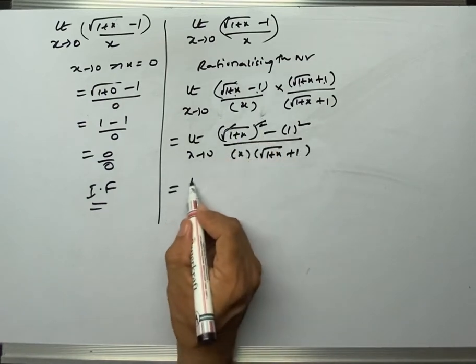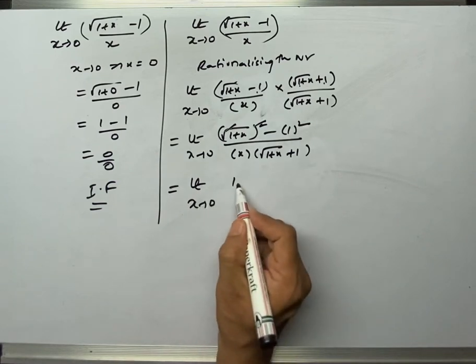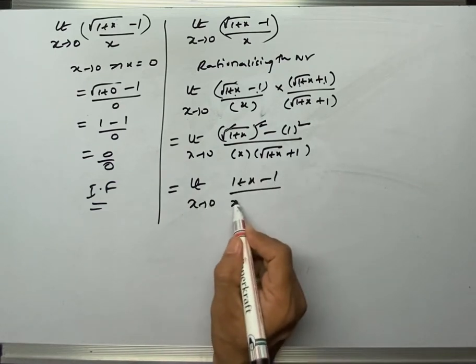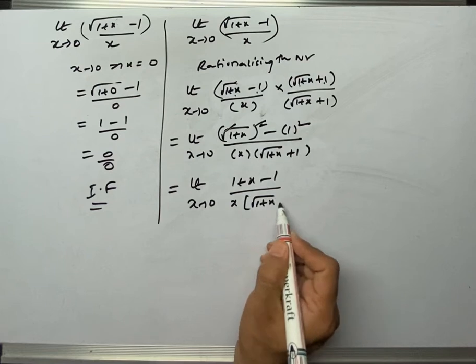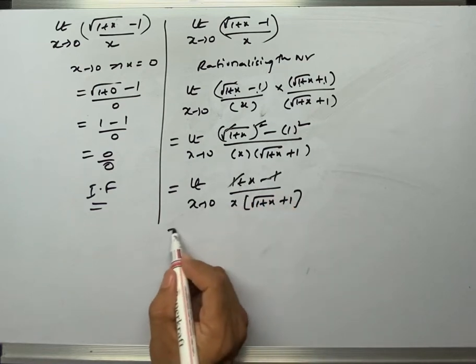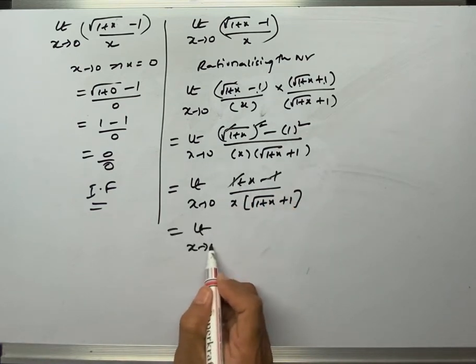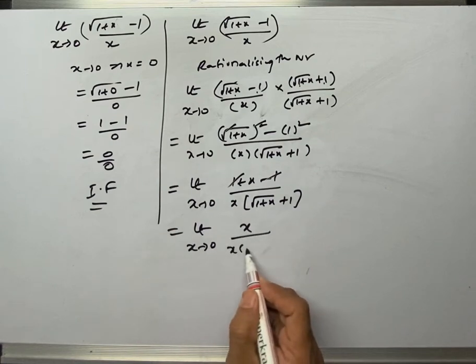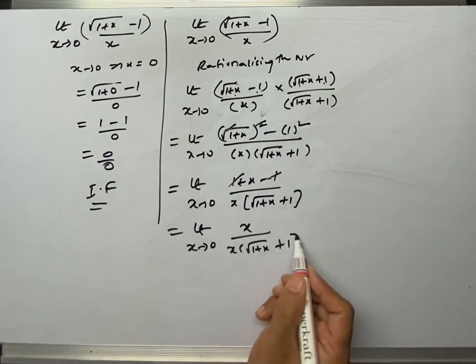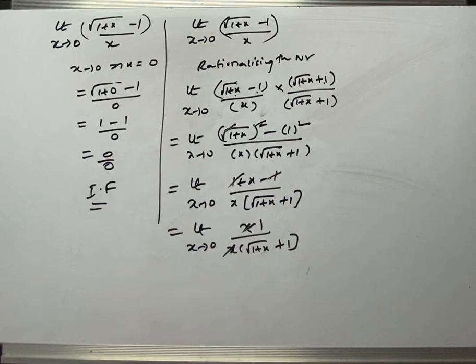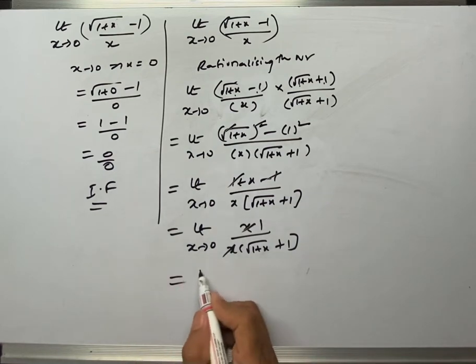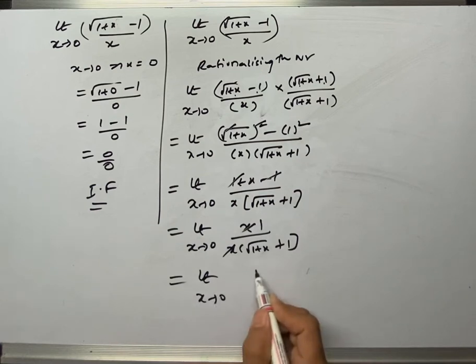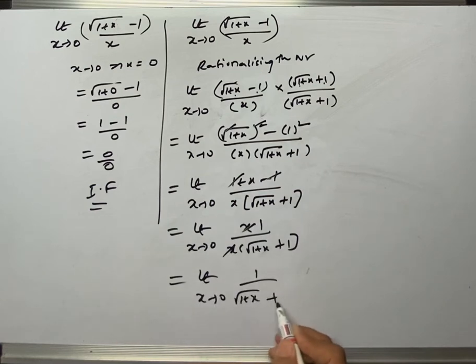Square root cancelled, limit x tends to 0, 1 plus x minus 1 by x into root 1 plus x plus 1. Minus and plus cancelled, limit x tends to 0, x by x into root 1 plus x plus 1. X cancelled. Now if anything is cancelled, we write whatever remains, 1 by root 1 plus x plus 1.